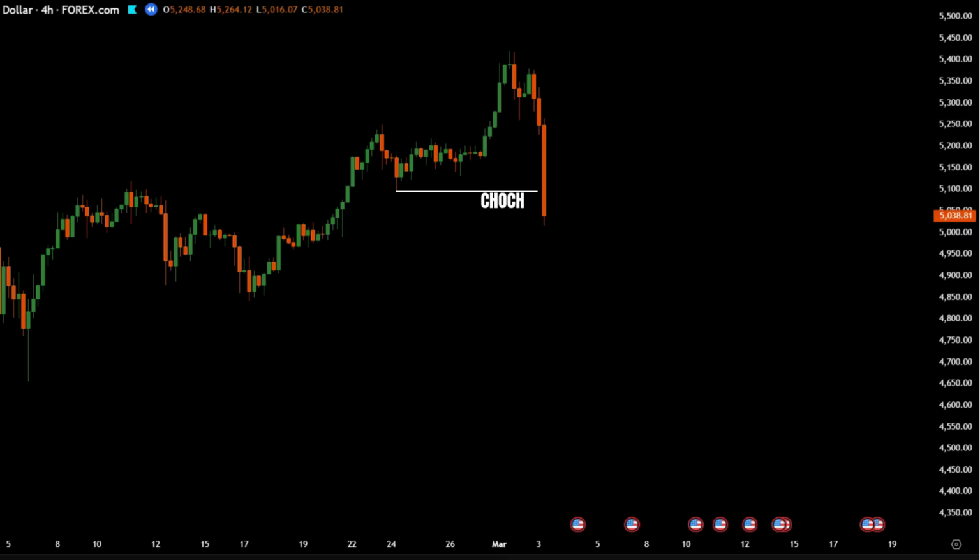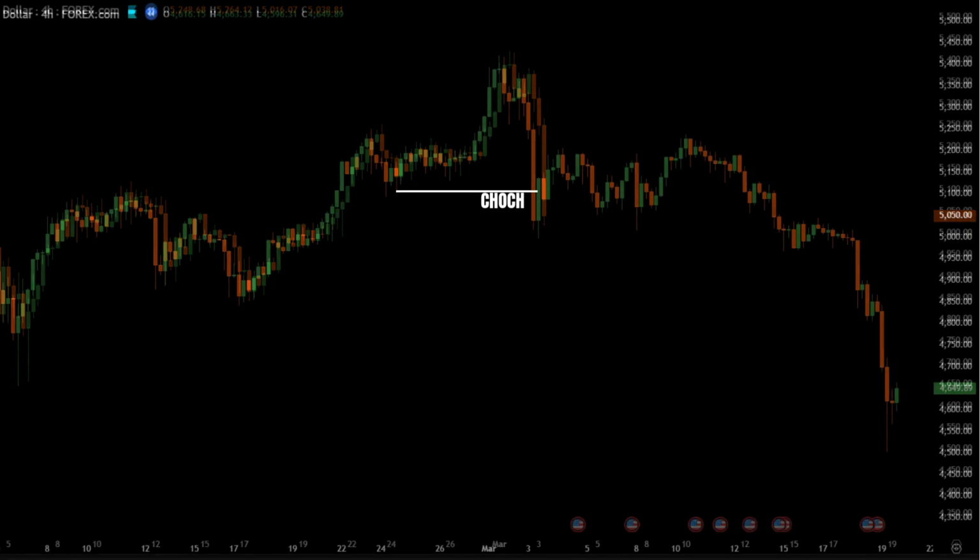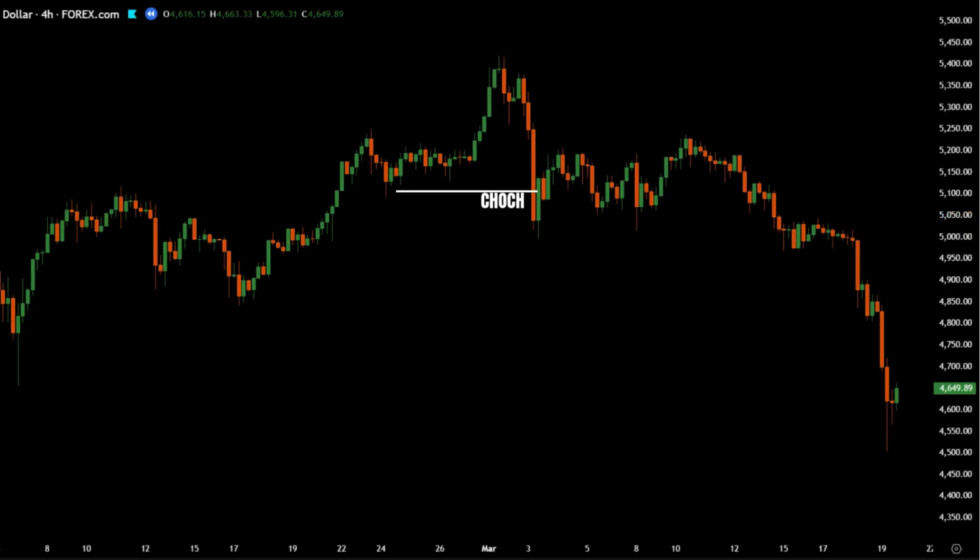That is meaningful. After a CHoCH, your bias flips. You stop looking for buys. You start building a bearish case. You wait for the new structure to develop, lower highs and lower lows, and then you look for sell setups within that new bearish framework.